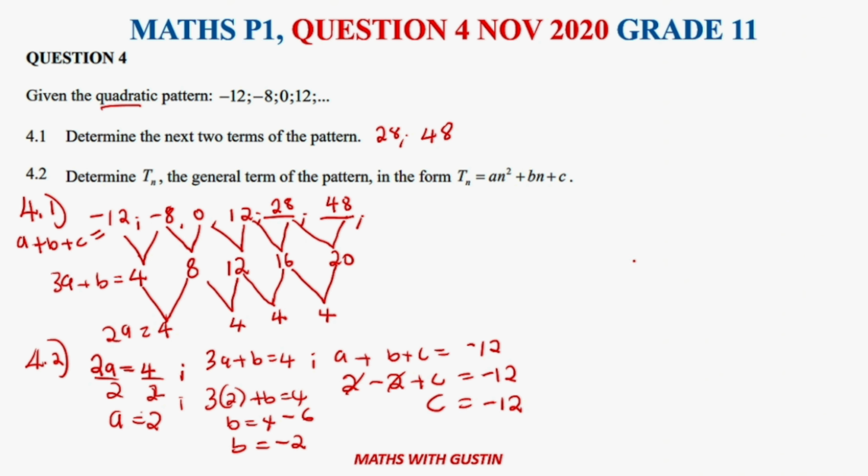All right. So therefore our general term is going to be Tn is equal to 2n squared, b is a negative so it's going to be minus 2n, and therefore c is going to be negative 12. Great stuff. Looks good. Looks amazing. Beautiful. All right. Now let's move on to 4.3 and also 4.4.